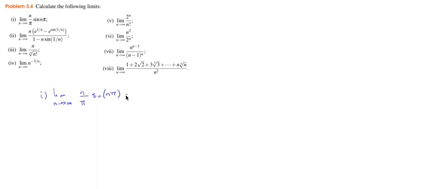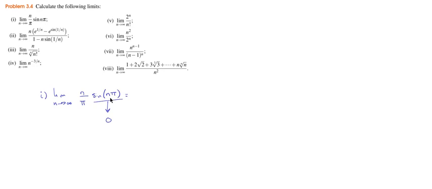So this is a classical example in which if you're not careful you will make a mistake. Here what you need to realize is that the sine of n pi is always 0. When n is equal to 1, sine of pi is 0, the sine of 2 pi is 0, the sine of 3 pi is 0, and on and on. So every term in this sequence is identically 0.